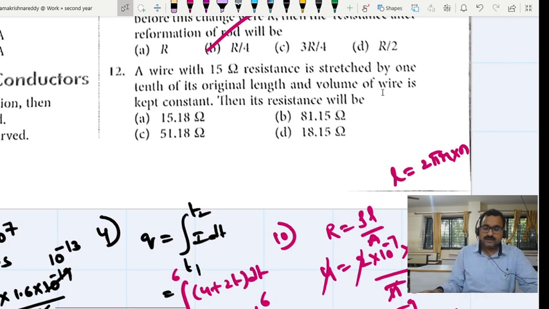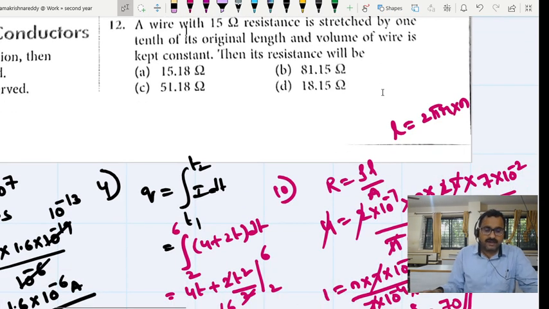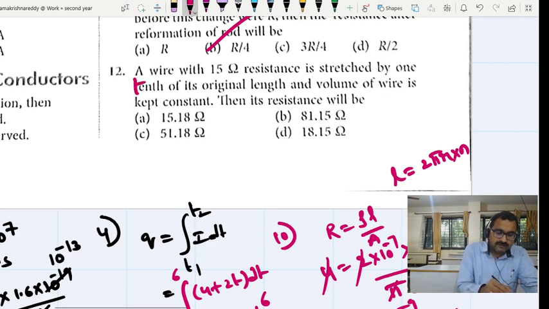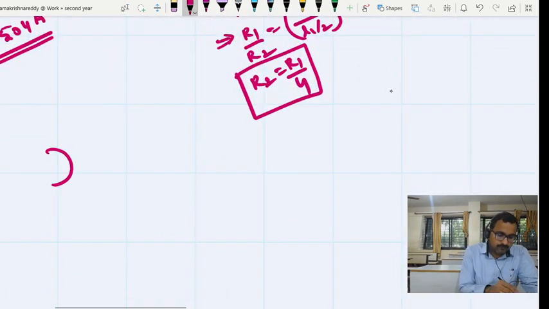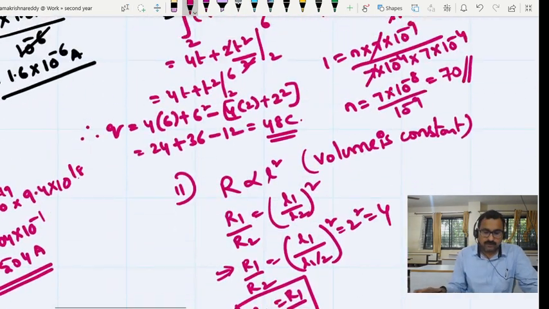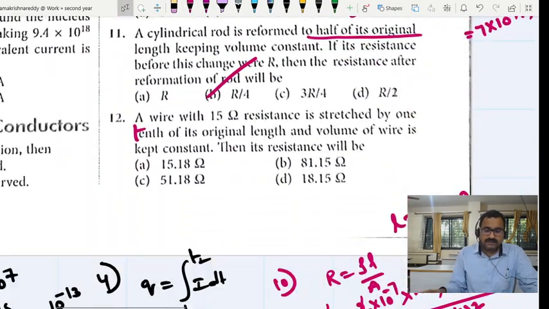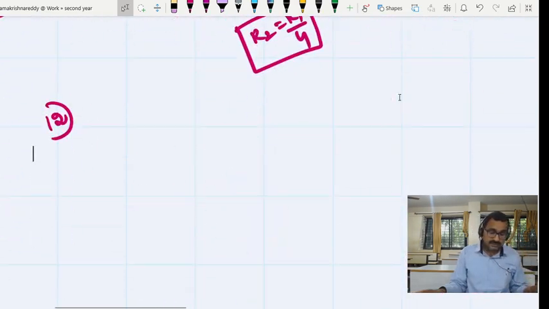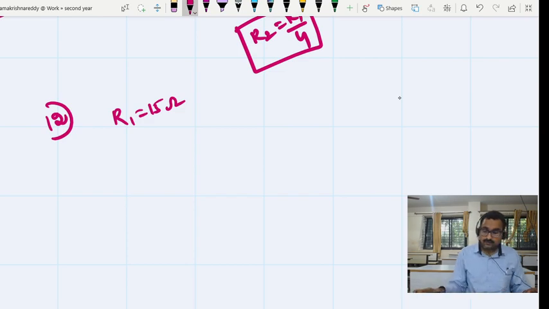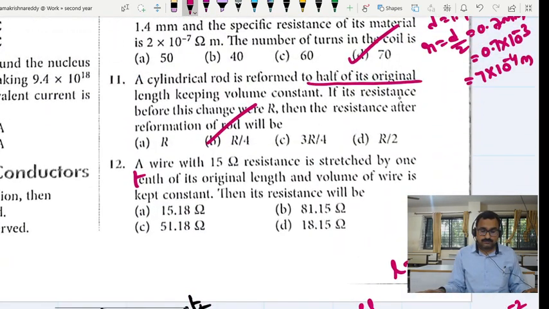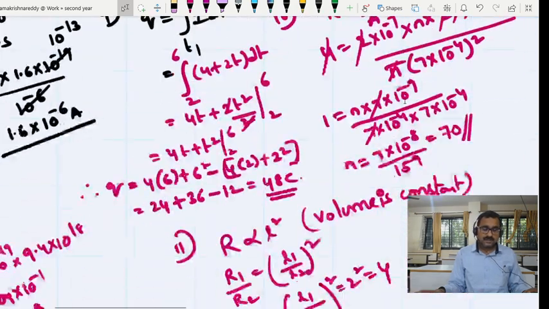A wire with 15 ohm resistance is stretched by 1/10 of its original length and volume of the wire is constant, then its resistance will be. See the problem what they given. A wire with 15 ohm resistance is stretched by 1/10. So initial resistance they given to you, R1 is 15 ohm. Next, length changing how much? By 1/10 of its original length.